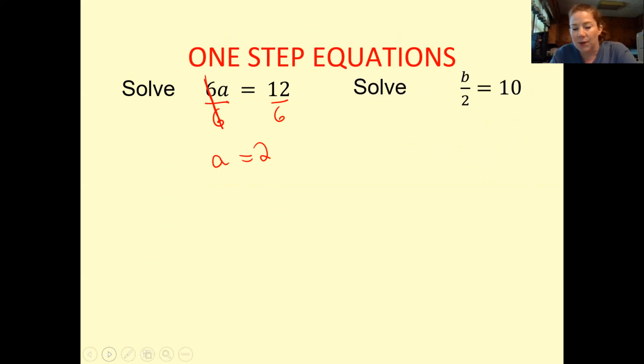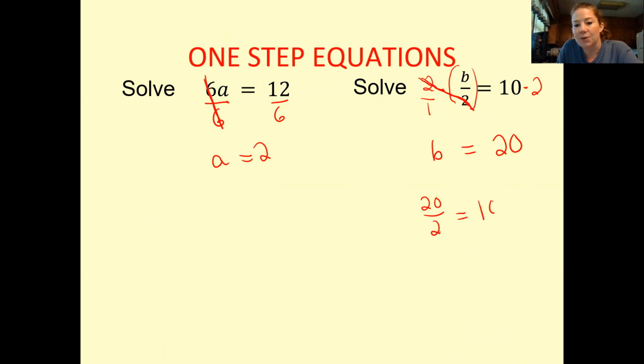And the fourth one, b is being divided by 2. B divided by 2 is 10. What's the opposite of divided by 2? Well, that would be times 2. So this is just like this problem, and you can cross simplify, right? So all we'd have left is b over 1. B divided by 1 is b, and 10 times 2 is 20. And to double check it, you would say, is 20 divided by 2 10? Is that true? Yes, it is.